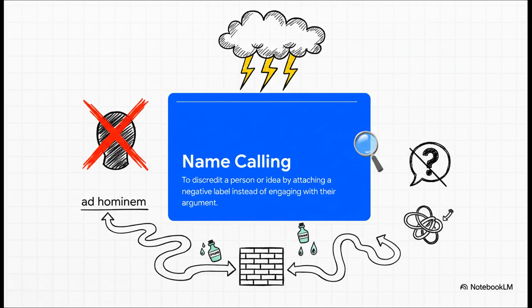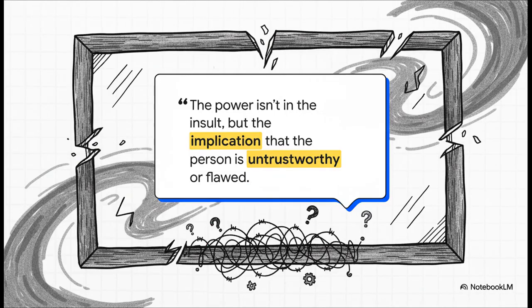But no matter what you call it, the goal is always the exact same. Shift the focus from what is being said to who is saying it. And this right here gets to the absolute heart of why it is so powerful. The specific word, the insult itself, doesn't matter nearly as much as the feeling it creates. The whole point is to plant this little seed of doubt, to imply that the target is so fundamentally flawed, morally, intellectually, whatever, that nothing they say could possibly be worth taking seriously.